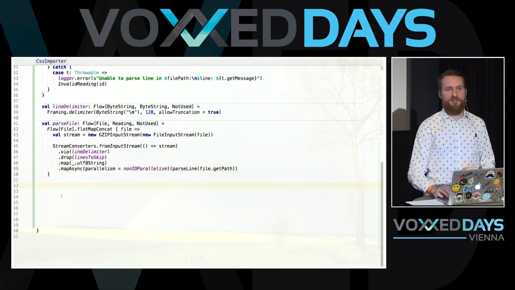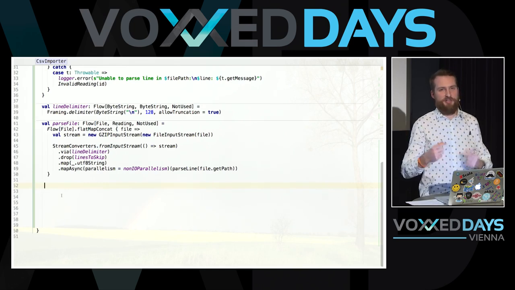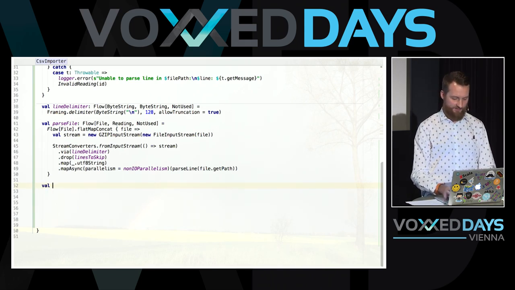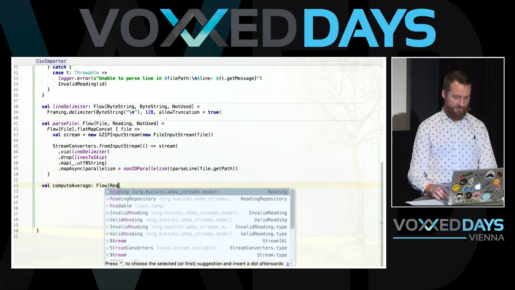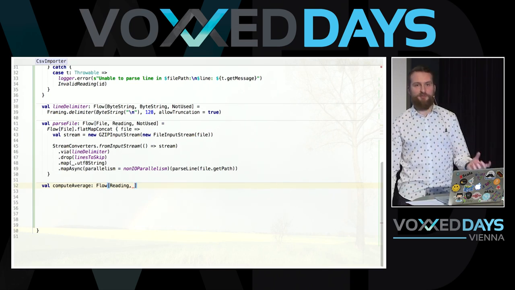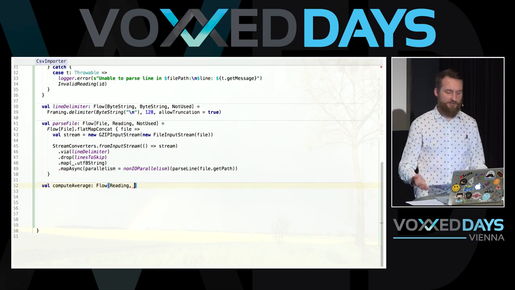So having our readings, actually a stream of our readings, we're able to group them by two and then compute the average. So this is going to be the next processing stage. It's going to be called compute average. Once again, it's going to be a flow. It would take a reading, and the output value would be a valid reading. So our average computation accepts any readings, be it valid or an invalid one.